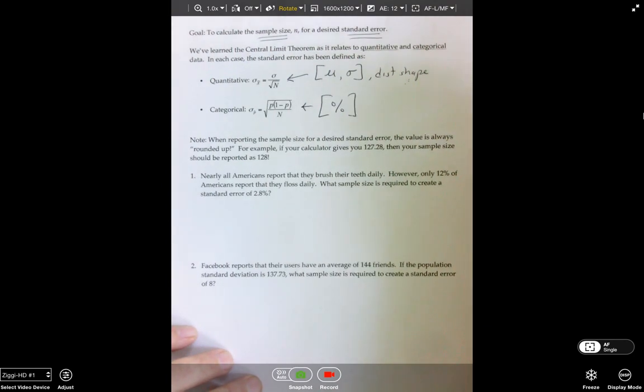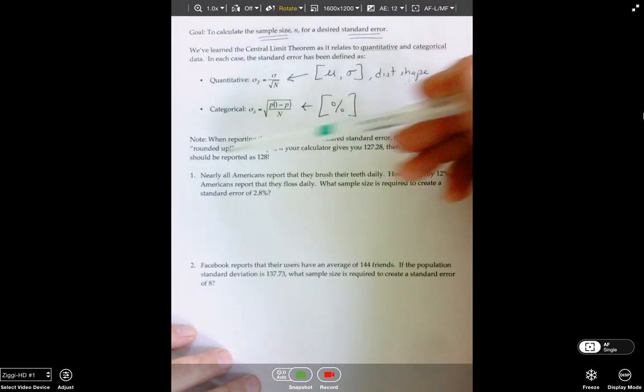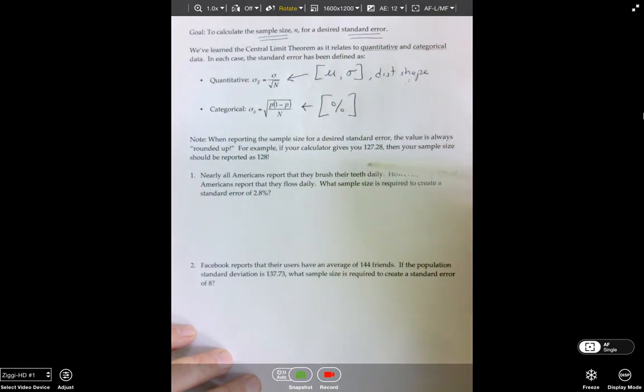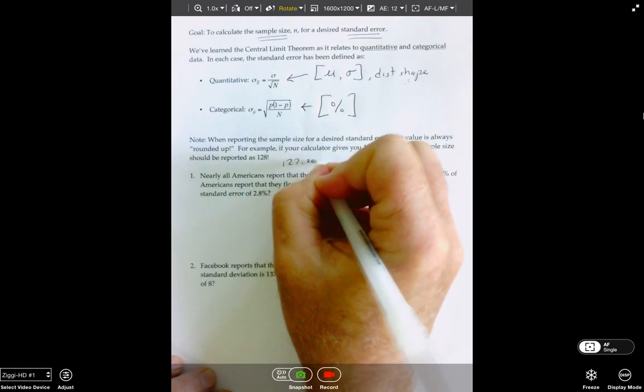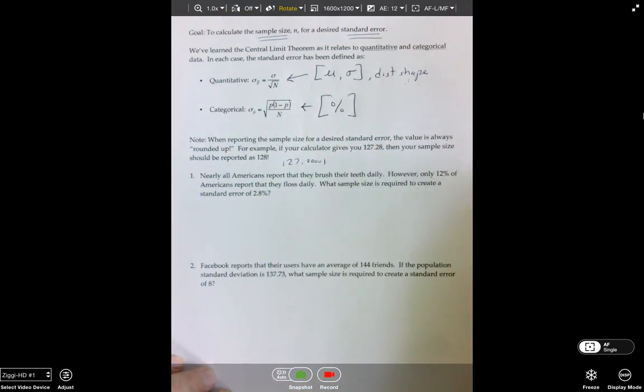All right, so reporting, always round up. You throw out typical rounding rules. If I was rounding this to the nearest integer, it'd be 127. But when you're solving for a sample size, you throw typical rounding rules out the window, and you always round up. So 127.28 would be rounded up to 128. In fact, you can get crazy here. You could have 127.0001, which clearly is close to 127.